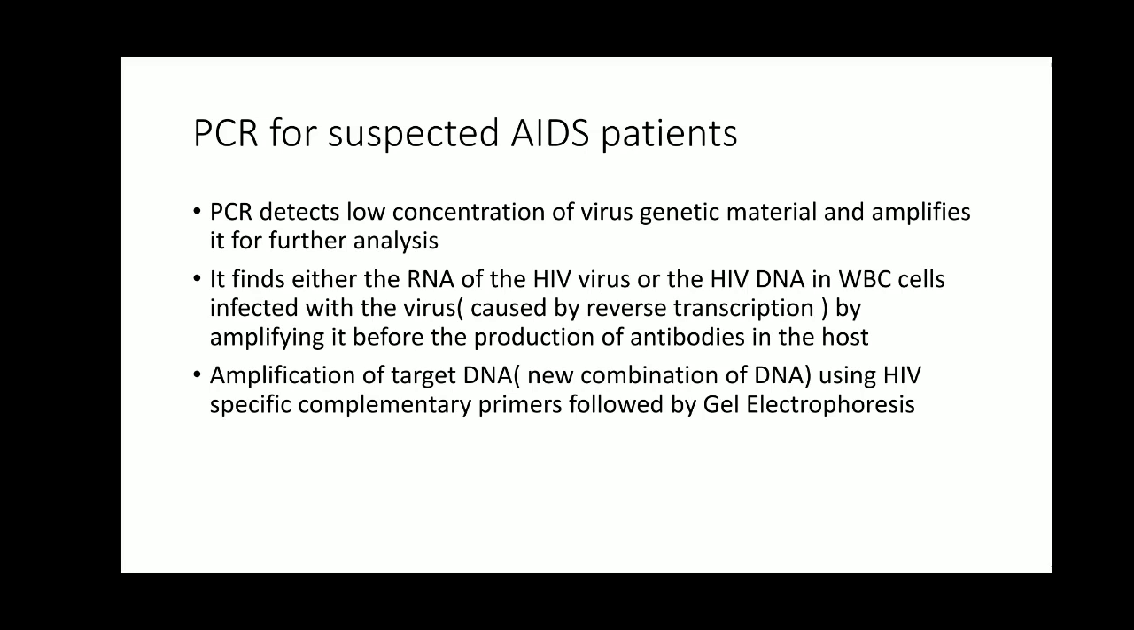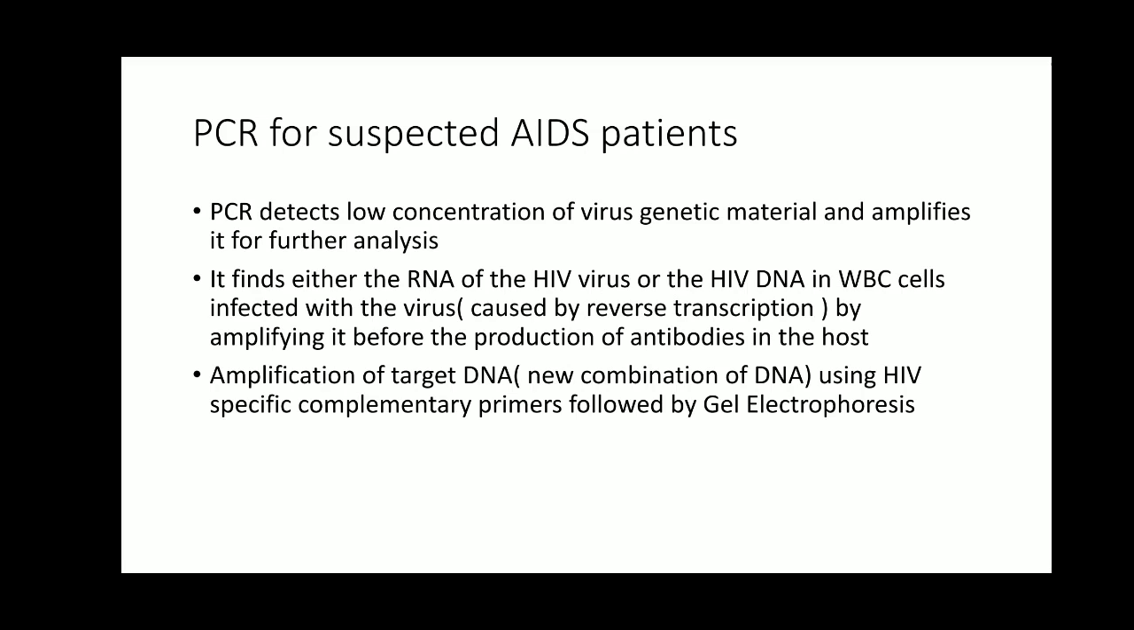The virus has RNA as the genetic material. Through reverse transcription, it produces the enzymes reverse transcriptase and integrase, which convert the RNA into DNA. First the virus genome is converted to DNA, and this DNA gets integrated with the host genomic DNA of the affected cells. A new combination of DNA is formed, which is known as recombinant DNA.